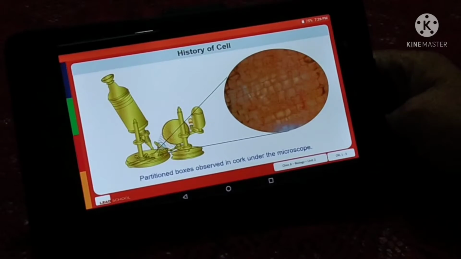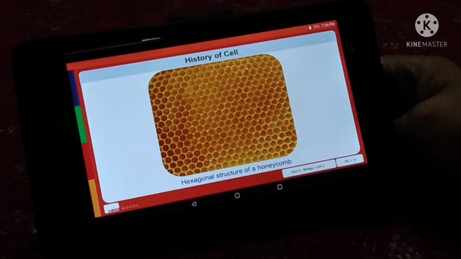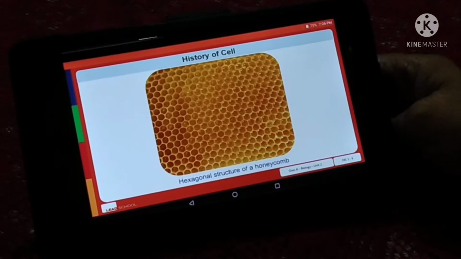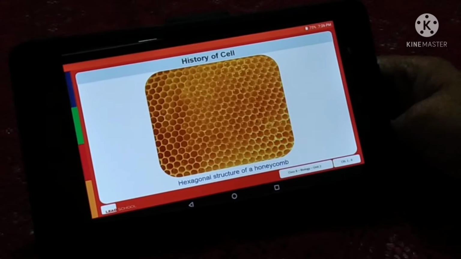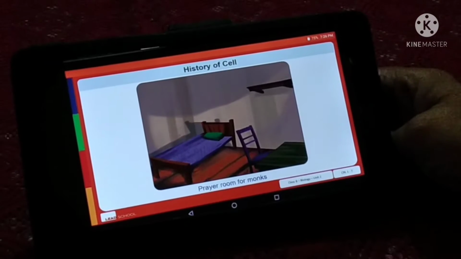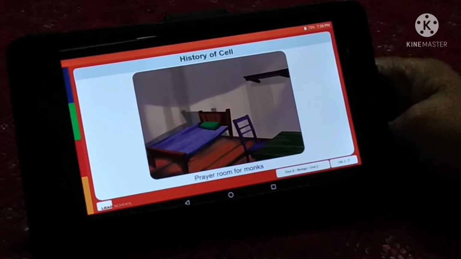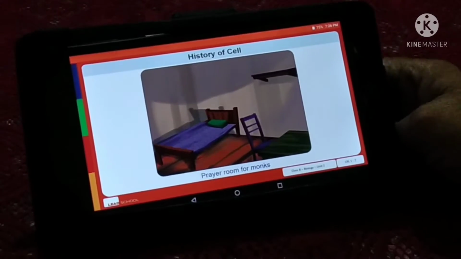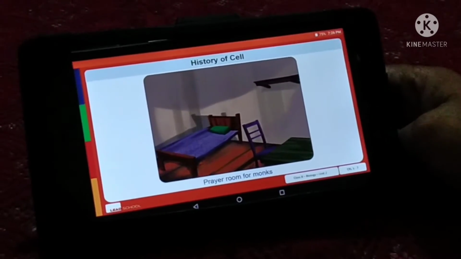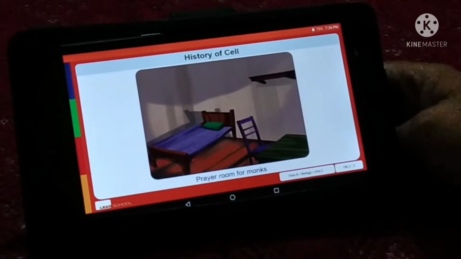Some say these boxes appeared like a honeycomb, a hexagonal structure that is found on the inside of a beehive. Hooke thought it resembled a prayer room, where one box was separated from the other by a wall or a partition. These prayer rooms were called cells, so Hooke named these boxes cells.